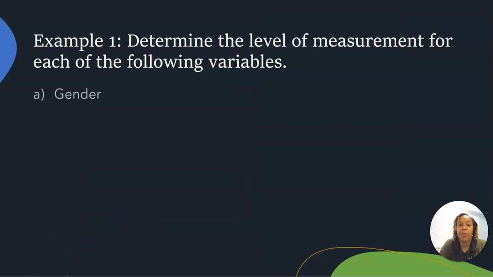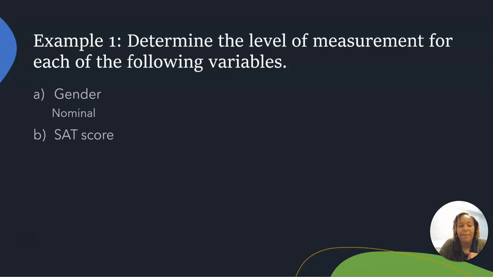So here's an example. We want to determine the level of measurement for each of the variables, okay? So starting with gender. If you think about gender, you could be male or female. And so what is that doing? That is strictly categorizing the data. Can you rank those? No. Some people might want to say male is higher than female, and some people may want to say female is higher than male, but there is no way to rank those. So that would be strictly nominal data.